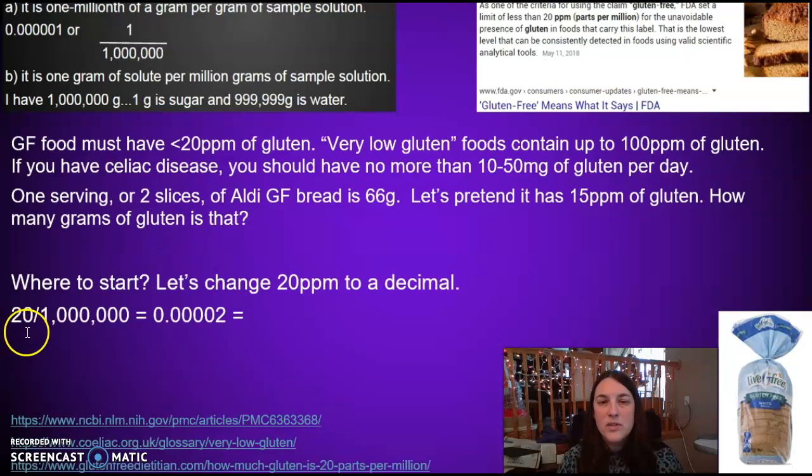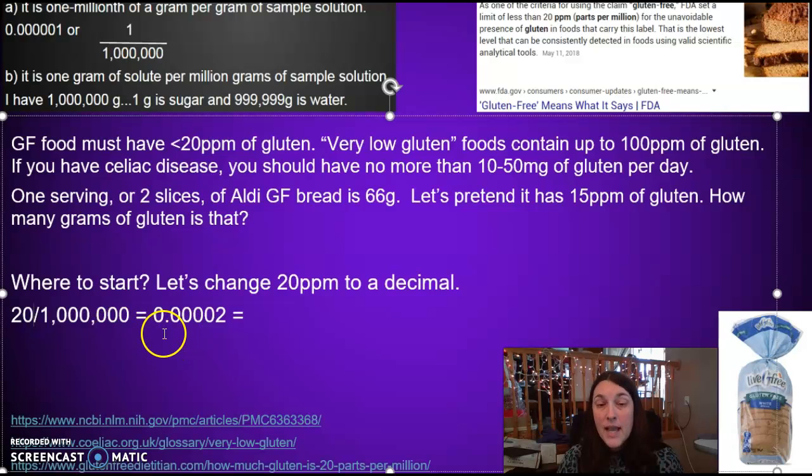And we are going to take 20 parts per million. Remember, the per means divide, so 20 per million, and that's going to equal 0.00002. Let's change it to scientific notation.